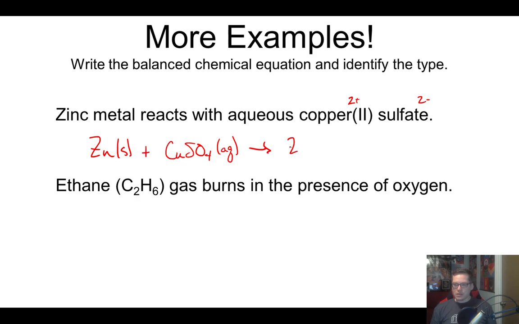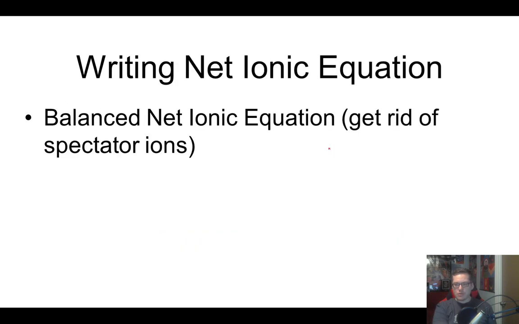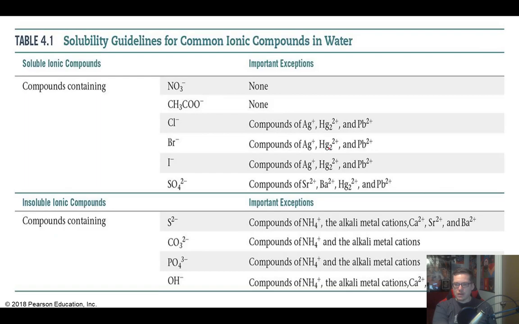So we go zinc, and remember our 3-2-1 rule. Zinc always makes a 2 plus charge. Okay, so it'll get 1 sulfate. Okay, and then adding in copper, and copper by itself would be a solid. But what would the state on this be? Well, we have to look at our solubility rules to see if it's soluble or not. So sulfate. Okay, see how everything kind of comes together.